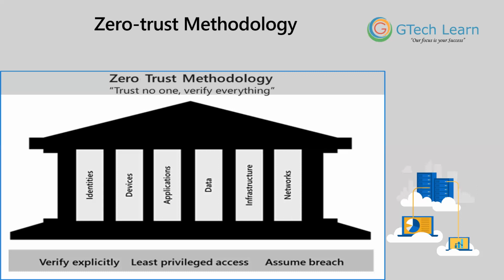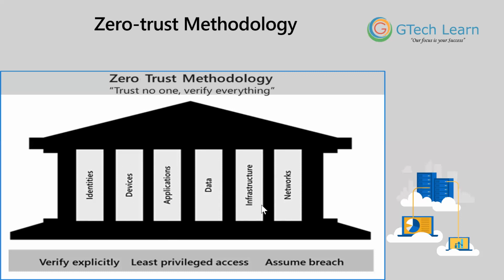There are 6 fundamental pillars, or you can say 6 foundational pillars, that work together to provide end-to-end security. You can see these 6 fundamental pillars, which are identities, devices, application, data, infrastructure, and network. We will study all of these 6 pillars one by one.